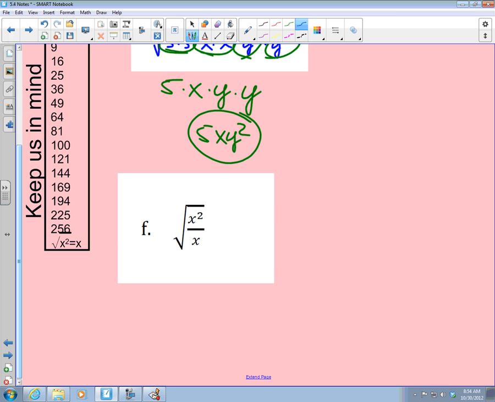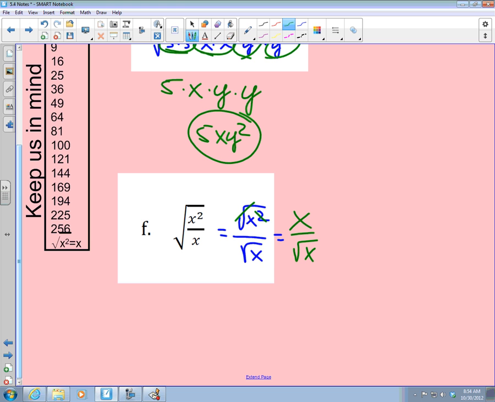First of all, you can't have a fraction underneath the square root symbol, so I would say this is the square root of x squared all over the square root of x. This is going to give me, well, I know the square root of x squared is this. Square root symbol and squaring something are inverse operations. This is just x all over the square root of x.